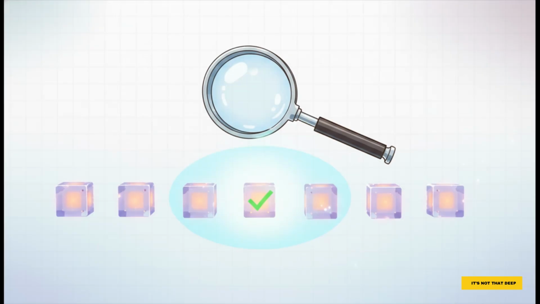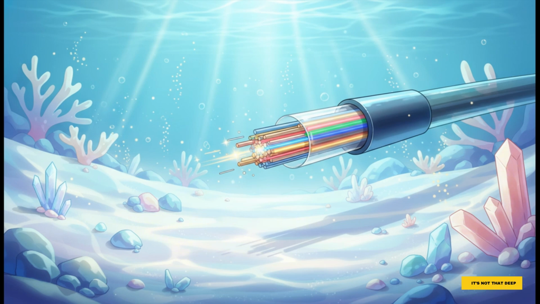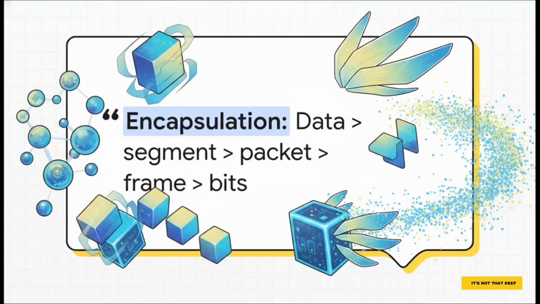Layer 2, Data Link, uses MAC addresses to navigate local networks and fix any pesky link errors. Finally, Layer 1, Physical. It converts everything into electrical signals, zipping right through real-world fiber cables. Wrapping data with new info at every single layer? That vital process is called encapsulation.